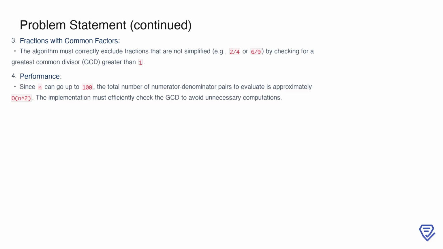Additionally, fractions like 2/4 or 6/9, which are not simplified, must be excluded by checking the greatest common divisor between the numerator and denominator. Since the number of pairs to evaluate grows quadratically with n, the algorithm should efficiently calculate the GCD to avoid unnecessary overhead and ensure the solution runs within a reasonable time frame.